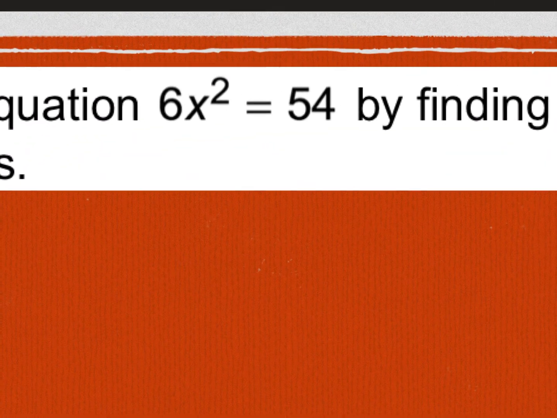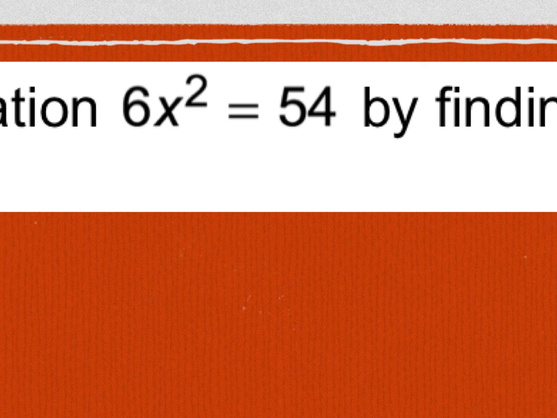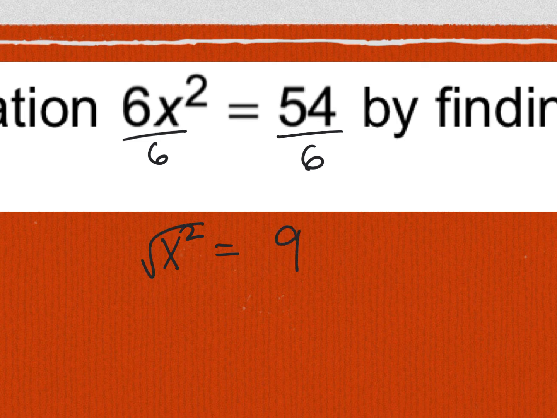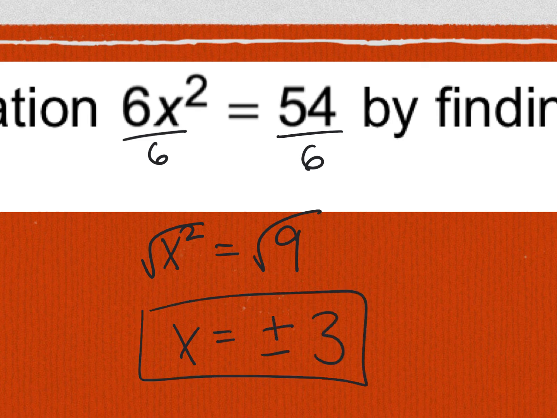All right, we're doing the same thing here. What should I do first? Divide by 6. So x squared is equal to 9. And then what do I do? Square root it. So what does x equal? Plus or minus 3. Anytime you take the square root of both sides, you need the plus or minus.